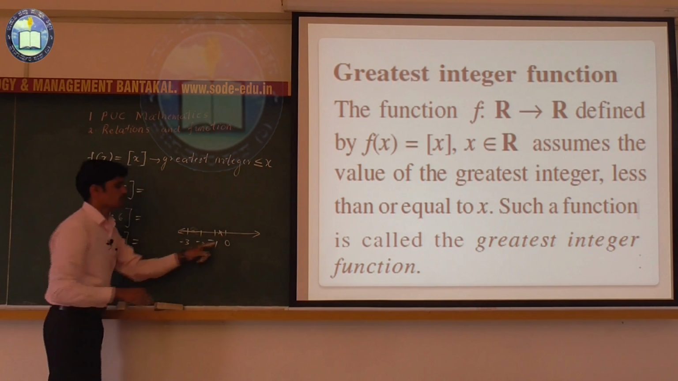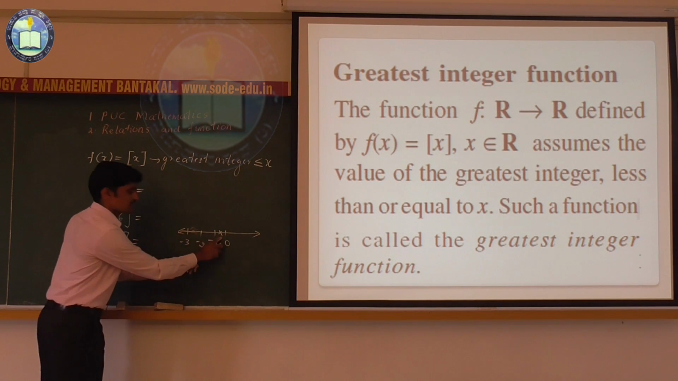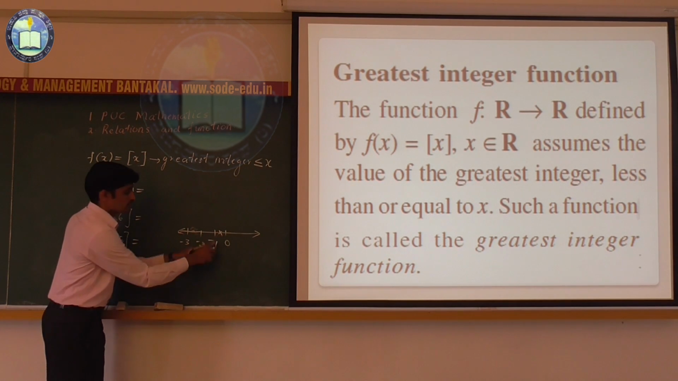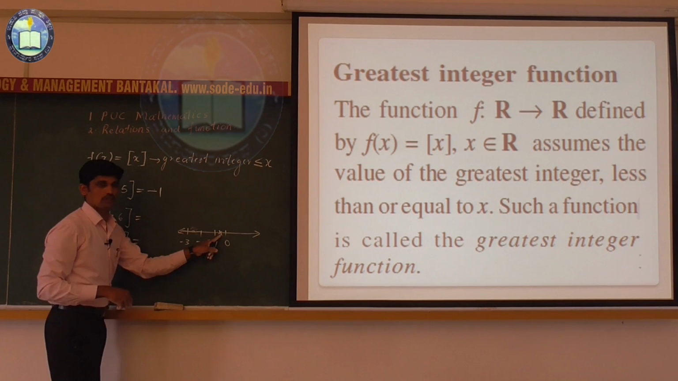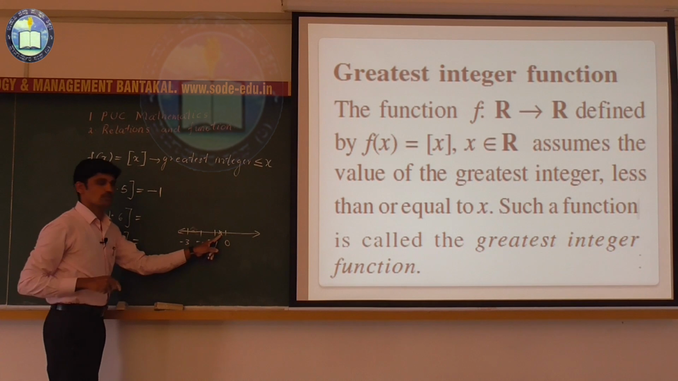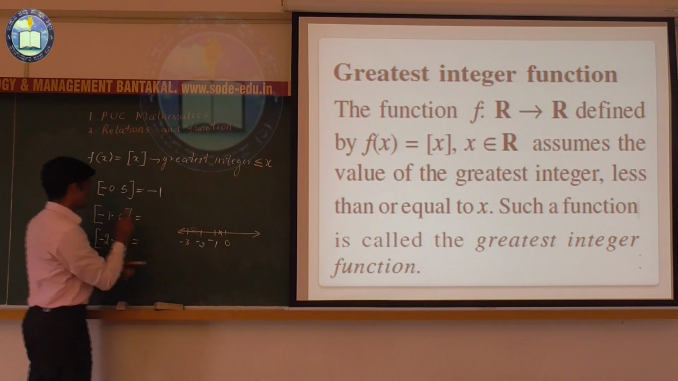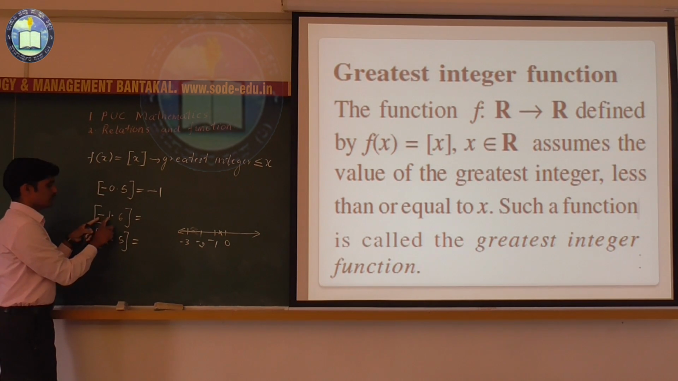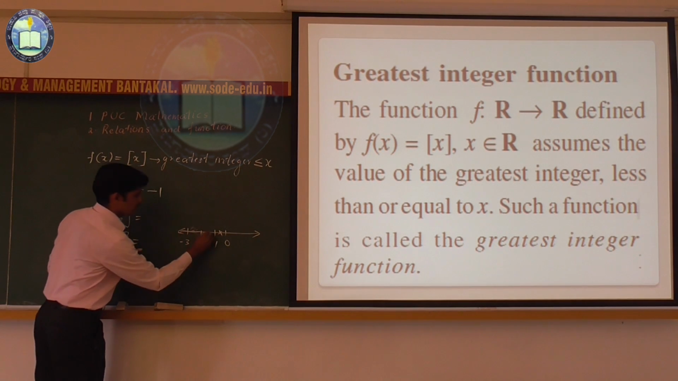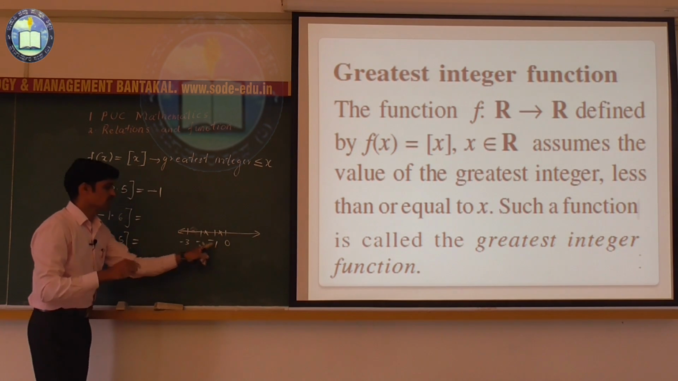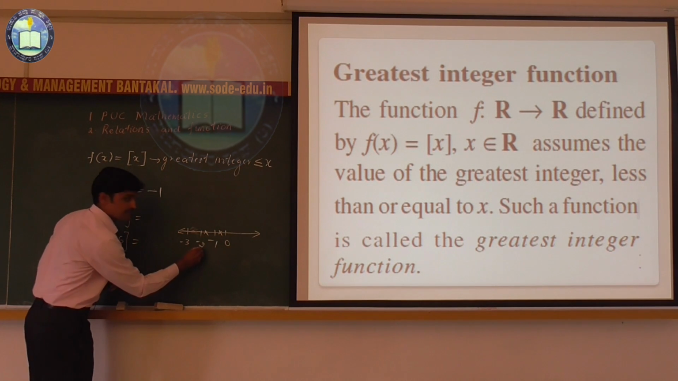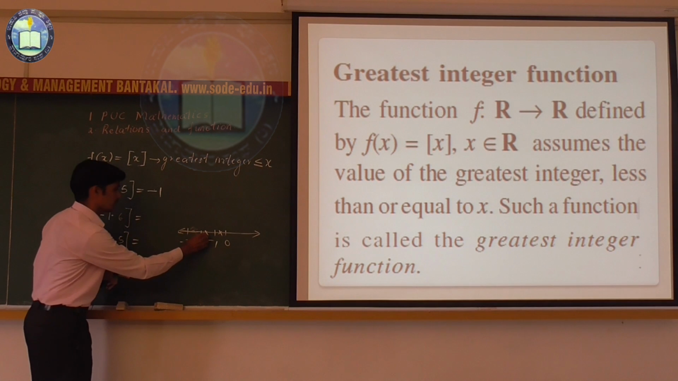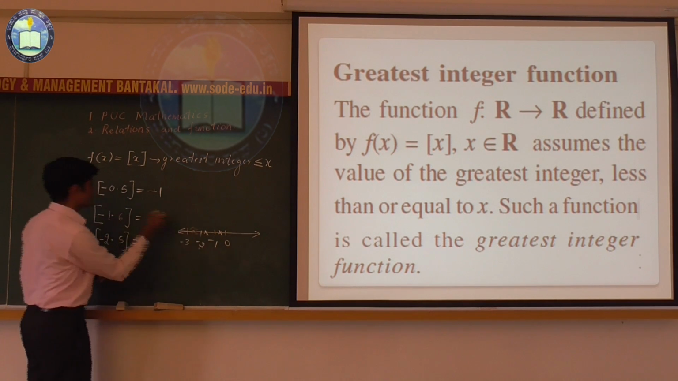Minus 0.5 comes between 0 and minus 1, and the greatest integer less than or equal to this is minus 1. Greatest integer less than or equal to minus 0.5 is minus 1. Greatest integer less than or equal to minus 1.6: minus 1.6 comes between minus 1 and minus 2, and the greatest integer less than or equal to minus 1.6 is minus 2.